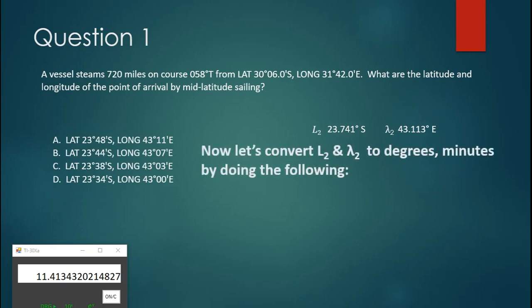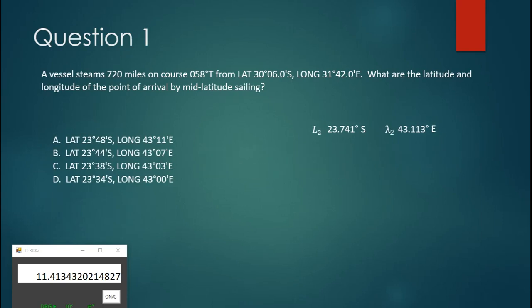43.113 east for our L2 or lambda 2. Now we need to convert that back to degrees and minutes, and we simply just multiply the decimal by 60. Comes up to 44.4 south. And we do the same thing for our lambda 2, multiply the decimal by 60.